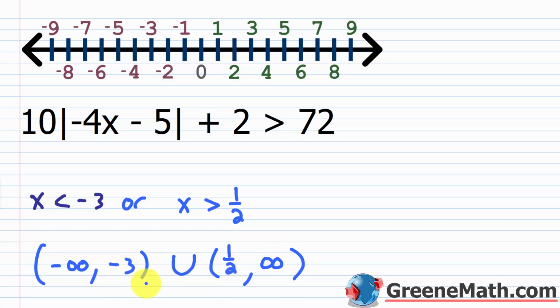So now graphically, at negative 3, I'd put a parenthesis facing to the left, and I would just want to shade everything going to the left here. So all of that. And then at 1/2, which would be about right here, let's say, I'm going to say that's 1/2. I'm going to go ahead and put a parenthesis there. And again, let's just shade everything to the right. Okay, so that's my solution region.